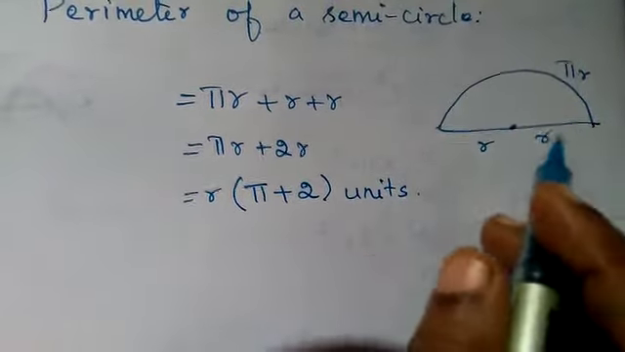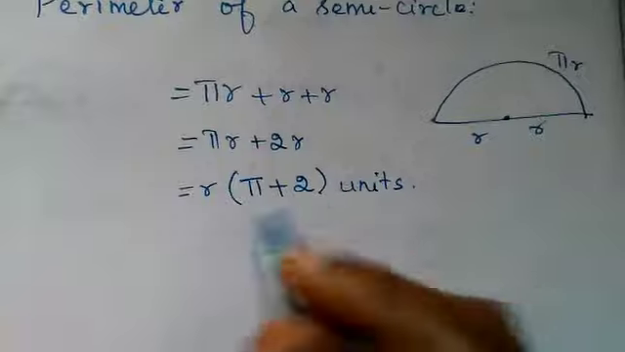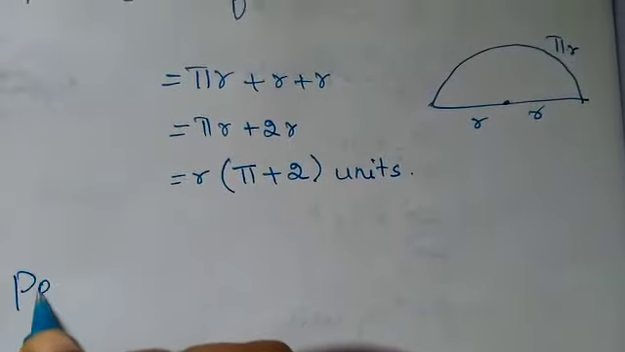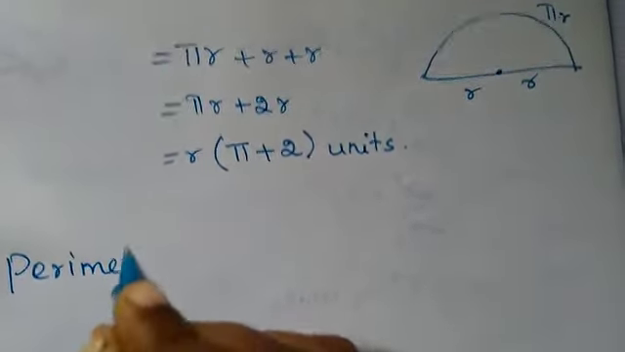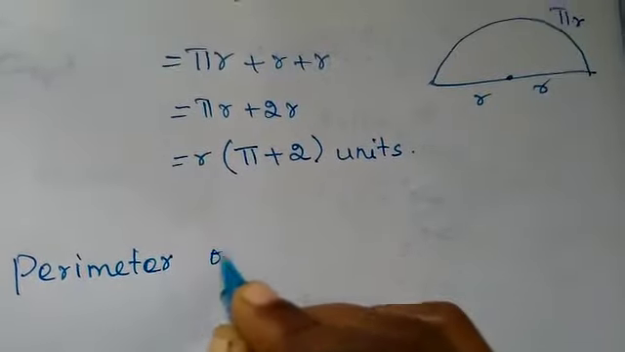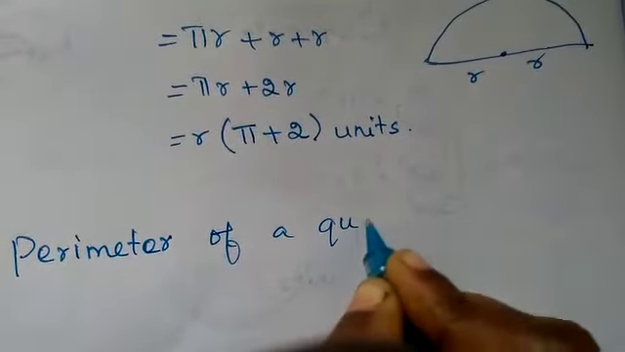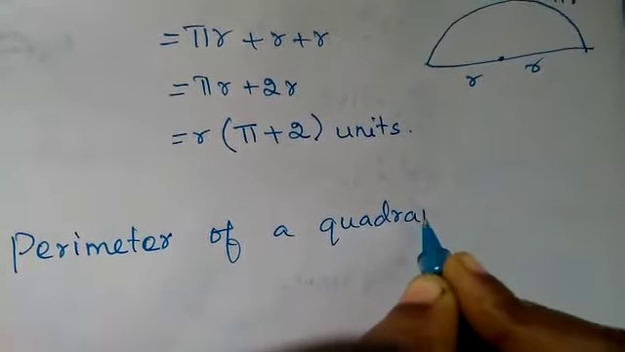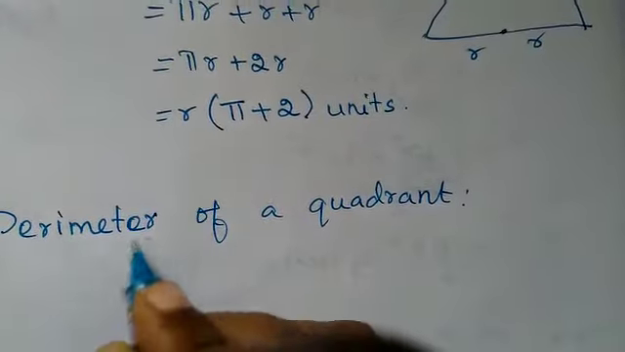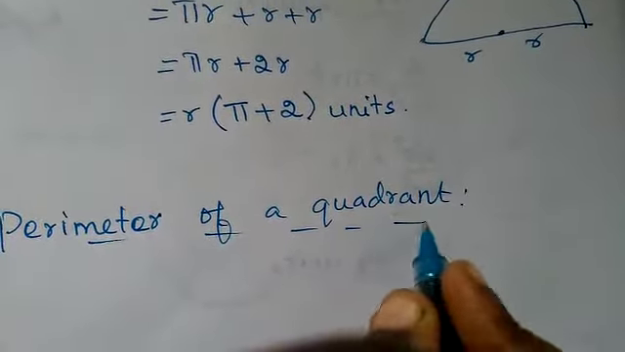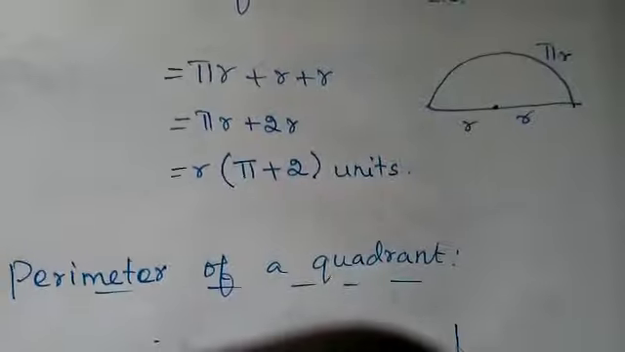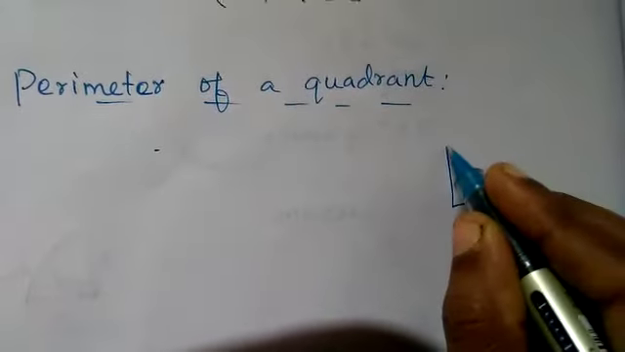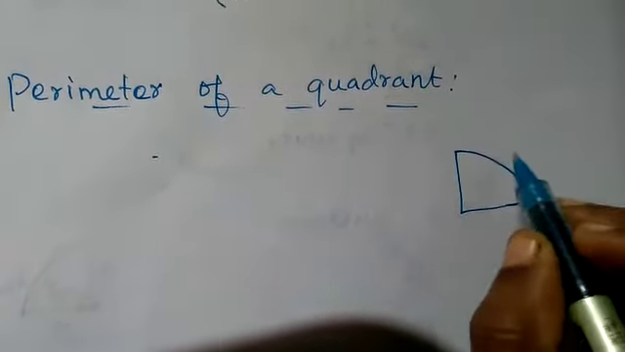Perimeter is the outer surface of the picture. Next we want to find what? Perimeter of a quadrant. Perimeter of a quadrant. Now perimeter of a quadrant means what? This is the picture for the perimeter of a quadrant. Now this one is what?